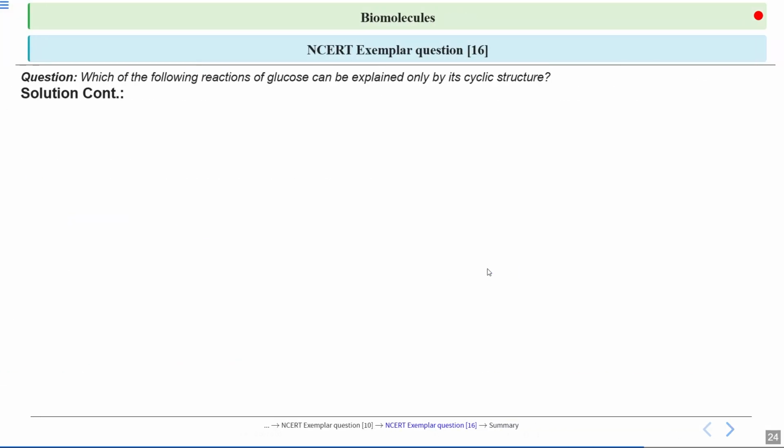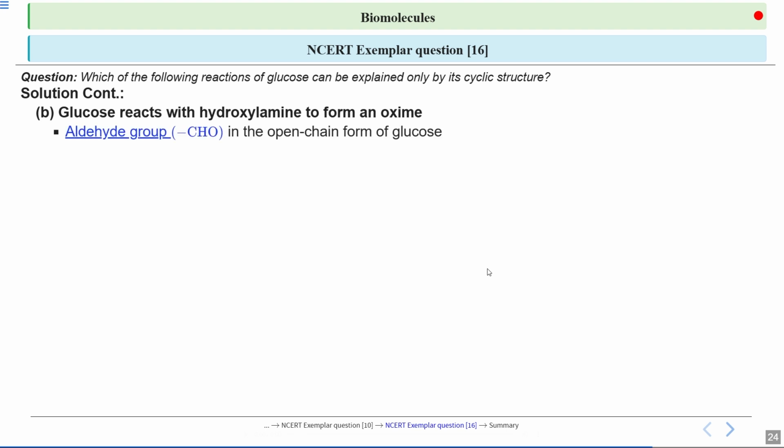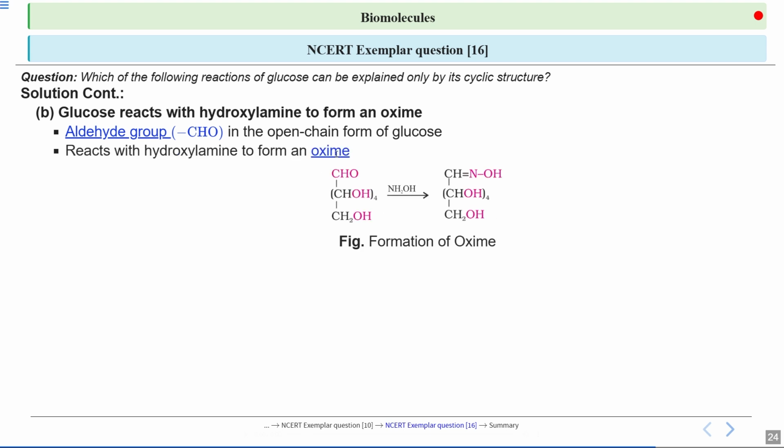Next, if we see option B, it is saying glucose reacts with hydroxylamine to form an oxime. In this, we will see that the aldehyde group, which is the CHO, is present in the open chain form of glucose. The aldehyde group is a carbon atom which is double bonded to oxygen and single bonded to hydrogen. So this group is reactive. This is responsible for certain chemical reactions. So this aldehyde group is in the open chain form of glucose.